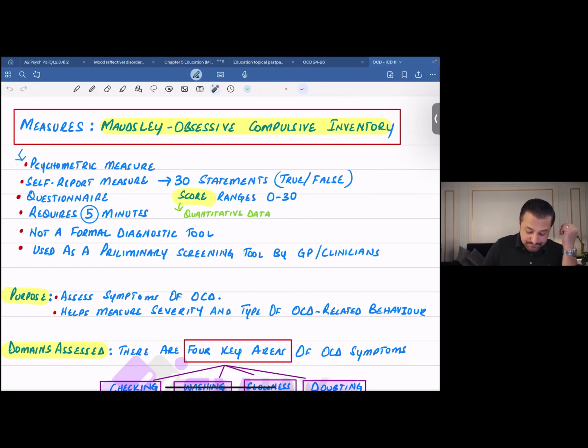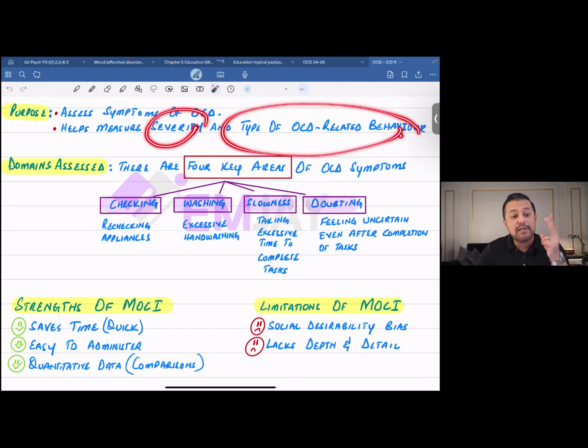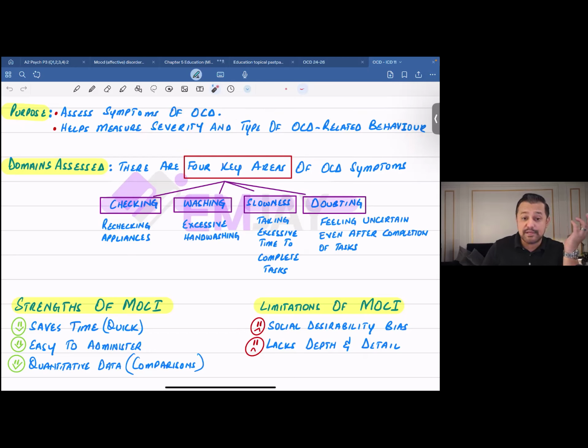Moving on, if we talk about the purpose of MOCI, it helps assess symptoms of OCD. Number two, it helps measure severity and the type of OCD related behaviors. Now, how does it do this? MOCI is able to do this through different domains that are being assessed here. So there are four key areas that are assessed.